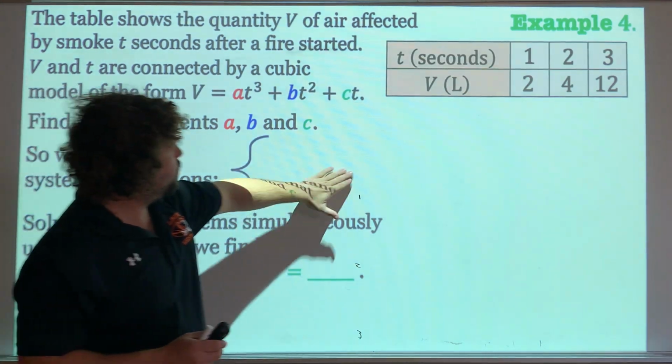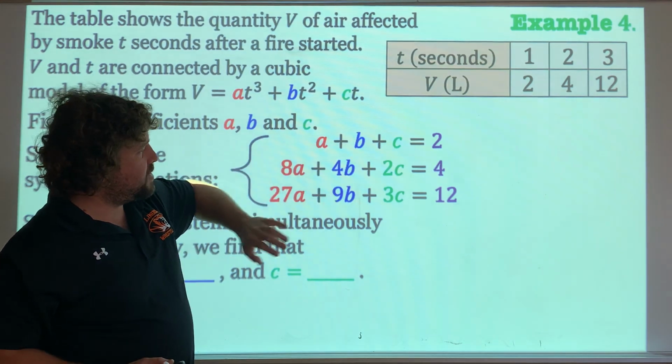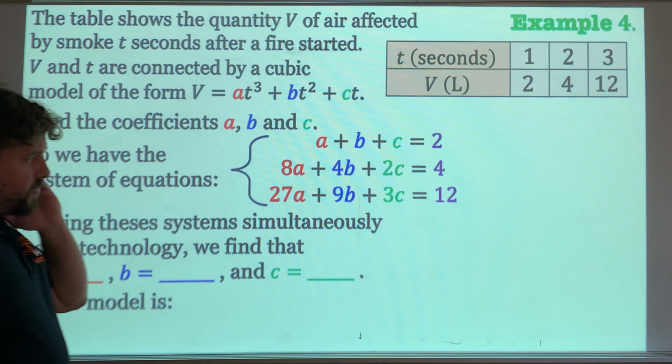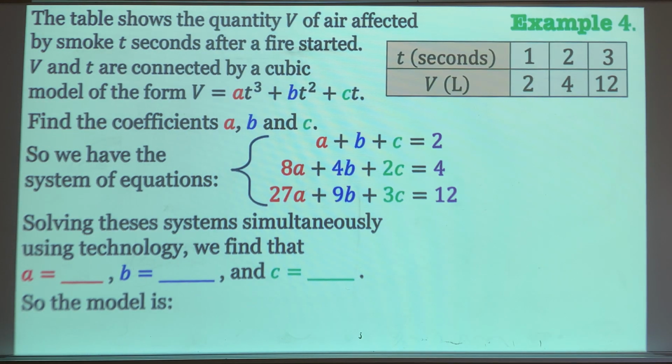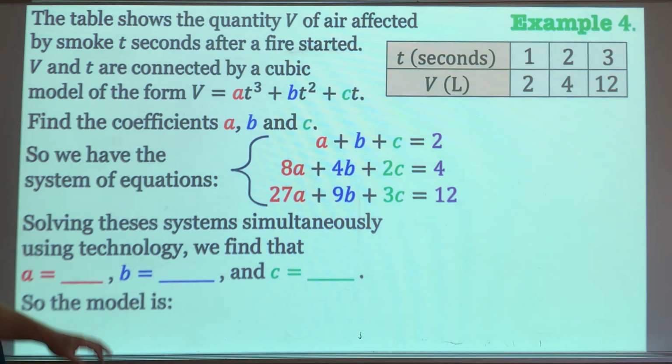So, we just found out these things. This is the ones we just found. We said A plus B plus C equals 2, 8A plus 4B plus 2C equals 4, 27A plus 9B plus 3C equals 12. Where did we get these numbers from? You just did. You just solved. Solving these systems simultaneously using the technology we find. So now we're going to solve these things.